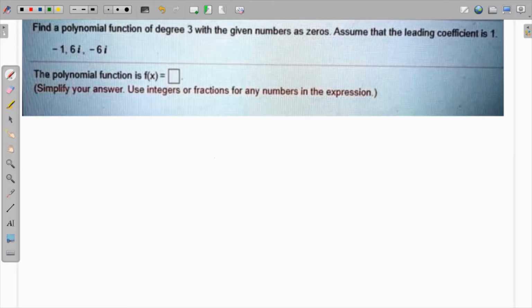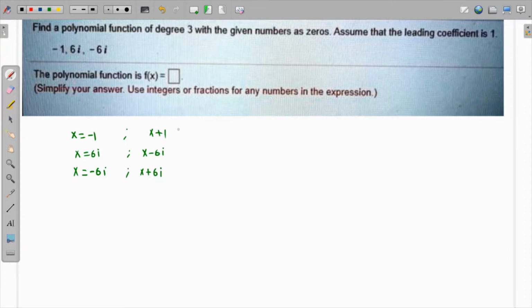We have to find a polynomial with degree 3 and the given zeros, and the leading coefficient is already given as 1. So the roots are x = -1, x = 6i, and x = -6i. So the factors will be x + 1, x - 6i, and x + 6i.